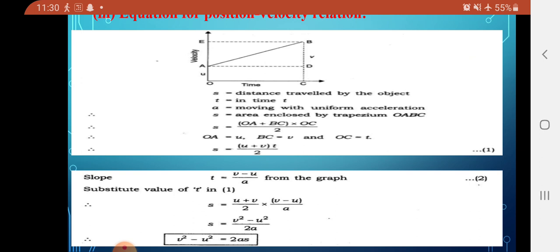Dear students, till now we have done these three equations. Take a revision, and if you have any doubt in understanding this concept, just inform me, dear students. Again we will discuss. Just recall what we have learned so far, and after that we are going to solve the problem part.